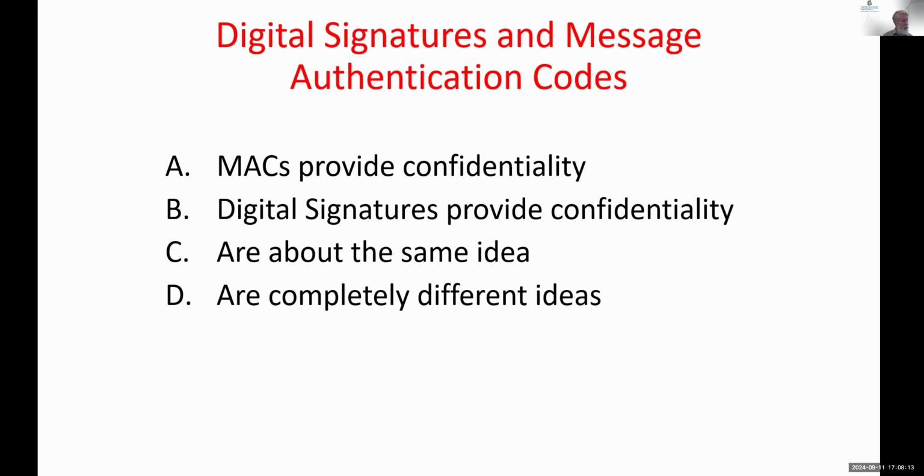Okay. C and D are popular in class. B is popular, C and D. So we'll take a look. What is the answer? Well, the answer is C. They're about the same idea. You take a hash of the message, you encrypt it, and put it on the end of the message. Almost the same thing as digital signatures. But digital signatures go on to get a little bit more complex, and we'll just talk about that now. C, the answer was C, are about the same idea.